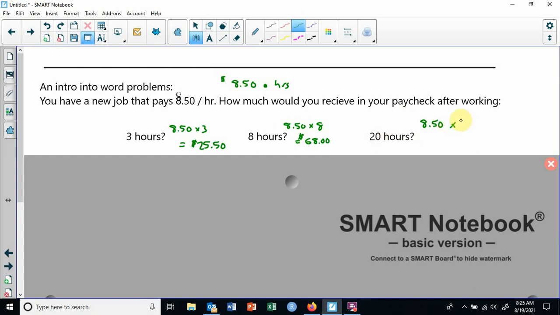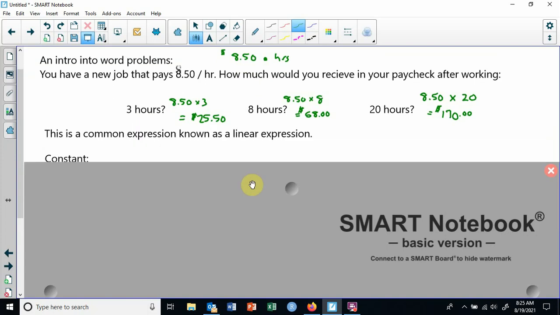A lot of college students work part-time. You work your 20 hours. 8 hours is the typical work day, but I guess 4 if you're working 20. And let's see, what would that be? That would be $170. So this is just trying to help us set this up.